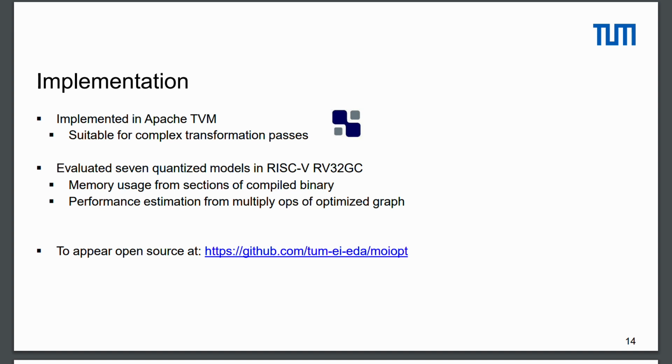Yeah, and finally, we used TVM because it's very suitable for these complex transformations. Compare, for example, a TensorFlow Micro, where you have fixed implementations for every operator. So it's very hard. You would need to do some kind of new compiler yourself to generate the new fused operations.